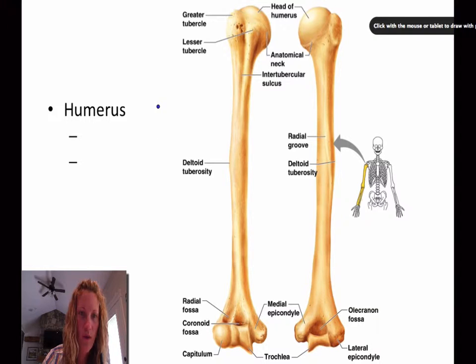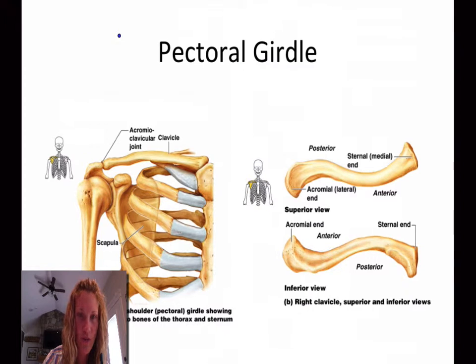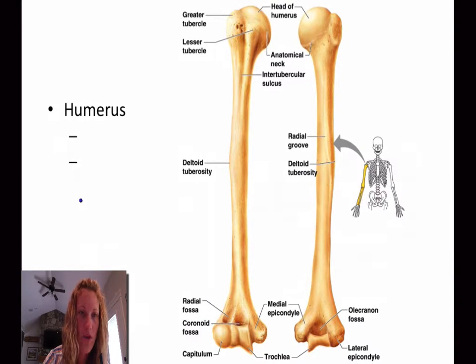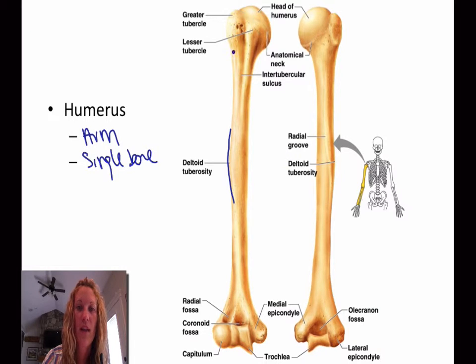Okay, so let's go ahead and move into the upper limb. So we have the humerus. Okay, so the humerus here forms the arm, and it's a single bone. This is the deltoid tuberosity. Okay, this is the lesser tubercle, the greater tubercle, and right now these are going to just kind of fly by. Make sure you label them, and then once we get the models out, then you'll be able to practice these for several days. So the head of the humerus is here.